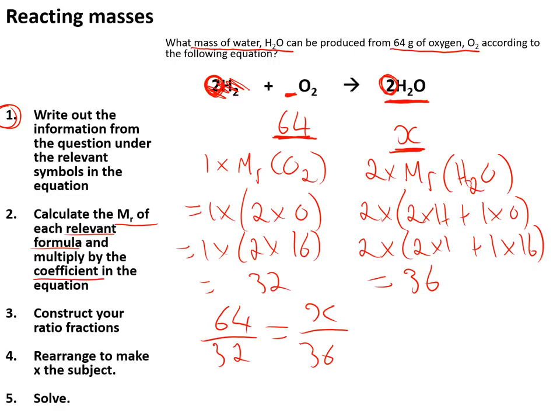So this rearranges to X equals 64 over 32, times 36, and if we just stick that into a calculator, that becomes 72 grams. Those are our units, and so there is our final answer.